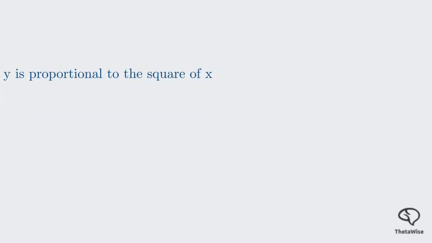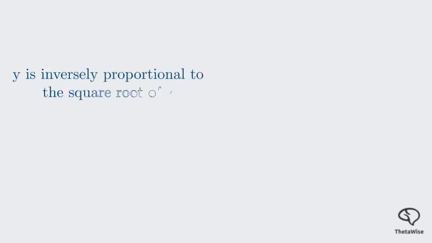If we are told that y is proportional to the square of x, we write y is proportional to x squared. Converting this into our equation format, we get y equals k times x squared. What if it is a root? If y is inversely proportional to the square root of x, the notation looks like this. y is proportional to 1 over the square root of x, which becomes the equation y equals k divided by the square root of x.